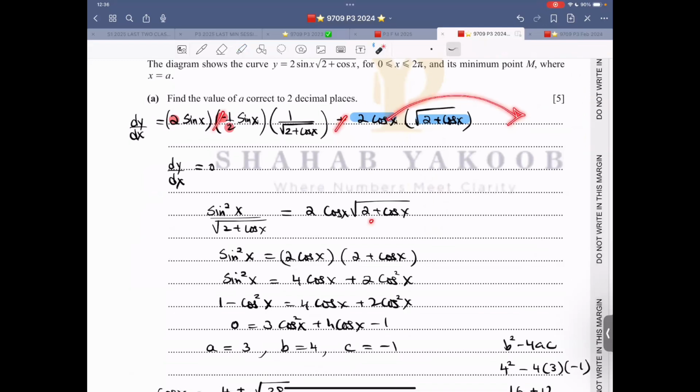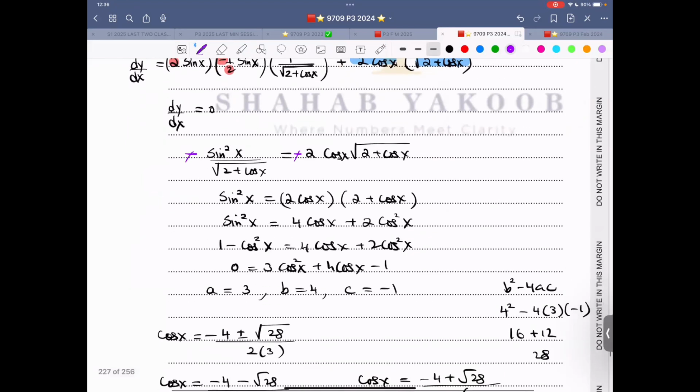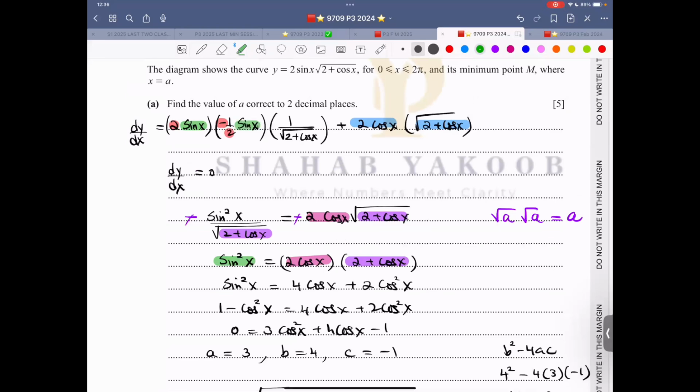This minus and this minus cancel out. So let me write it over here. I wrote a minus, and then I cancel out. Now over here, again, indices and surds, root a equals a. So therefore, over here, this is root 2 plus cos x. This is root 2 plus cos x. That is simply 2 plus cos x because the thing on the inside is the same. And then this is 2 cos x. That's right over here. And this thing is sine square x. This is sine into sine. That is sine square x.